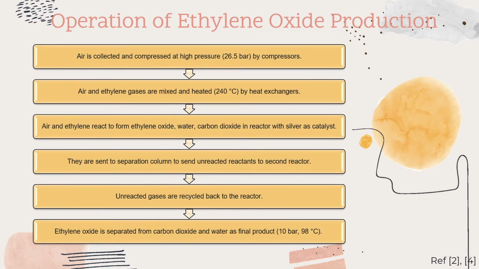Air is collected and compressed at high pressure, 26.5 bar, by compressors. Next, air and ethylene gases are mixed and heated to 240 degrees Celsius by heat exchangers. Then, air and ethylene react to form ethylene oxide, water, and carbon dioxide in a reactor with silver as catalyst.